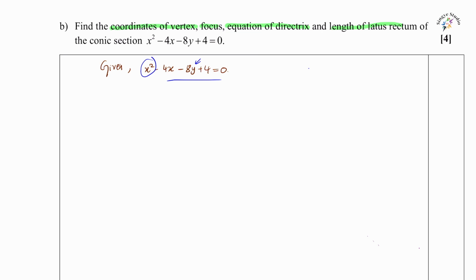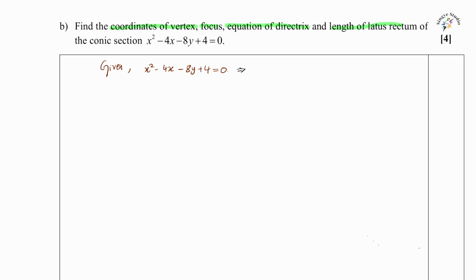Otherwise, for an ellipse and hyperbola, you have to have both variables with the highest degree 2, which means you have to have x squared and y squared. If it is an ellipse or hyperbola, then you have to account for the eccentricity value and also the intercept form to determine the conic section. But for this, we are confirmed that this is the equation of the parabola.